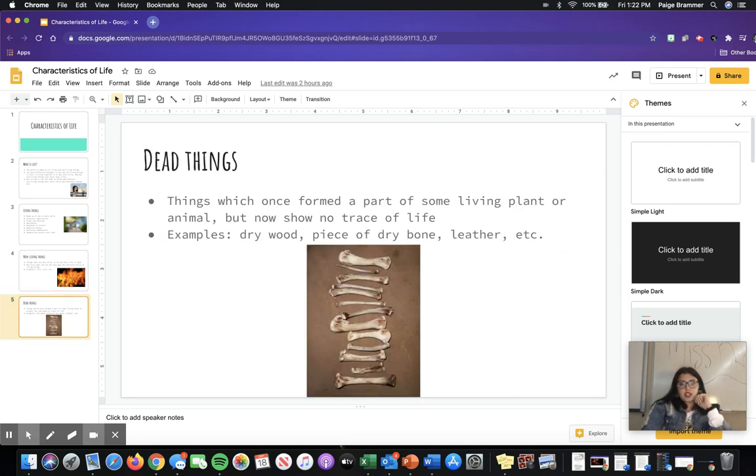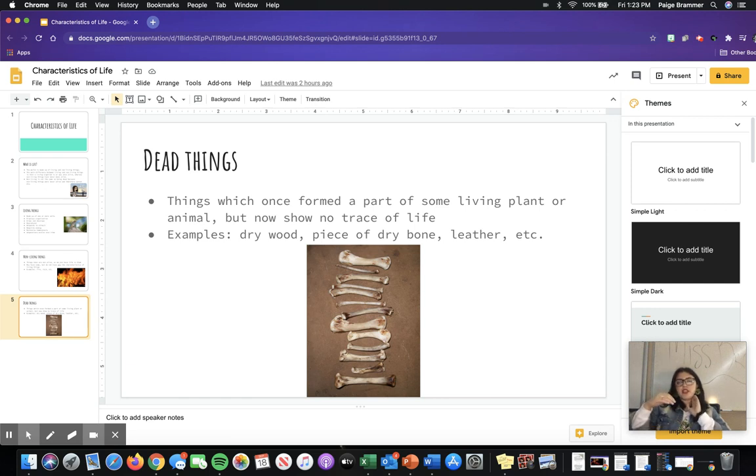And finally, you have dead things. Once again, these are things which once formed a part of some living plant or animal, but now show no trace of life. So there are some things that are obvious, like a chicken tender, right? That once was a live chicken. Eggs, things like that. Those once came from a chicken. But then there are other examples like dried wood. Dry wood is from a tree or a plant. A piece of dry bone that came from an animal or a human. Leather that came from the skin of a cow, or the skin of an animal. So there are all these different things that you kind of have to think of.